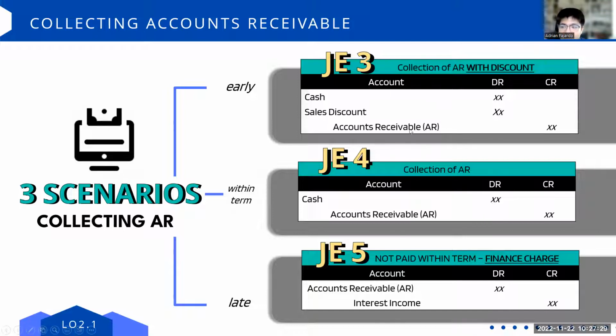So si AR, i-recognize mo lang yung related AR, pero yung cash amount mo will be subtracted from the sales discount, right? Now, if you pay within term, ito yung pinakamadali. It's just debit cash, credit AR. Now, if it's late, some companies will apply a finance charge na parang, grabe ka, pinaghintay mo ako ng matagal. So, because of this, there are certain companies that will apply a finance charge. So, a finance charge must be explicitly stated in a problem.